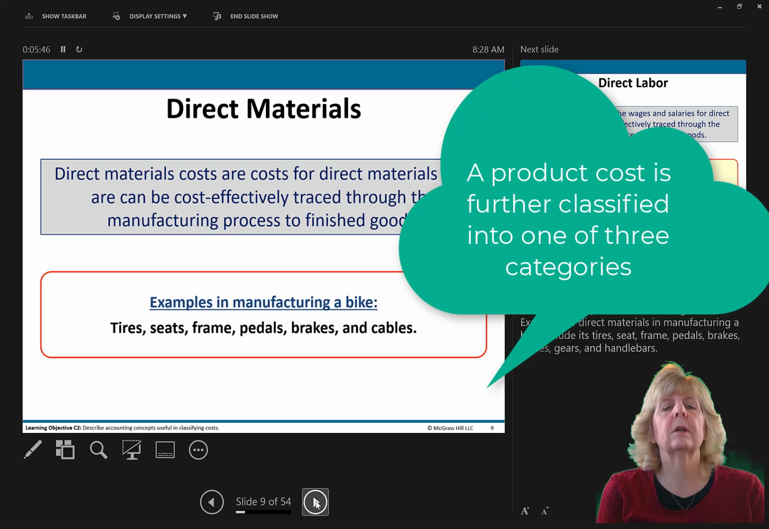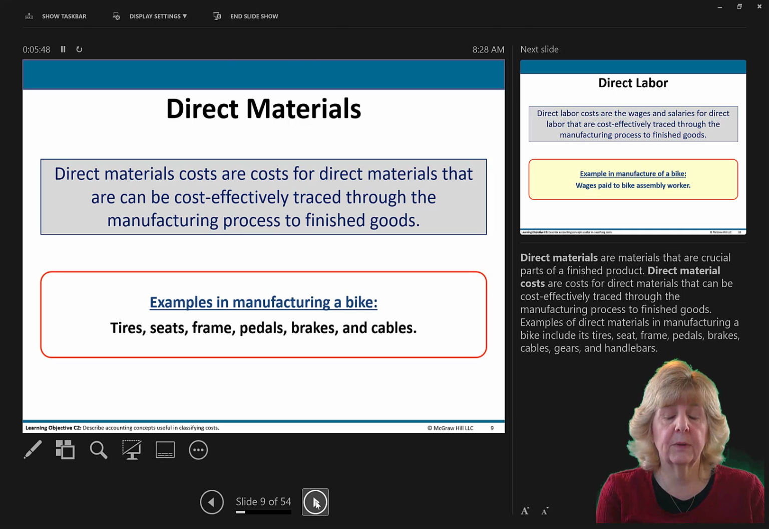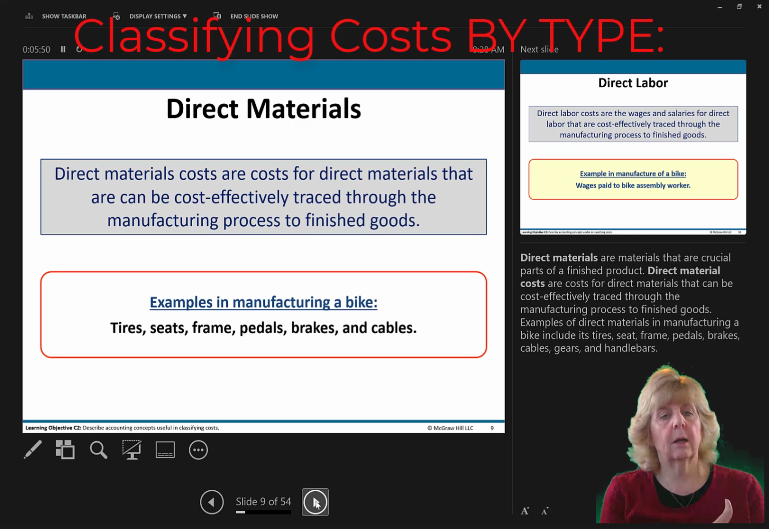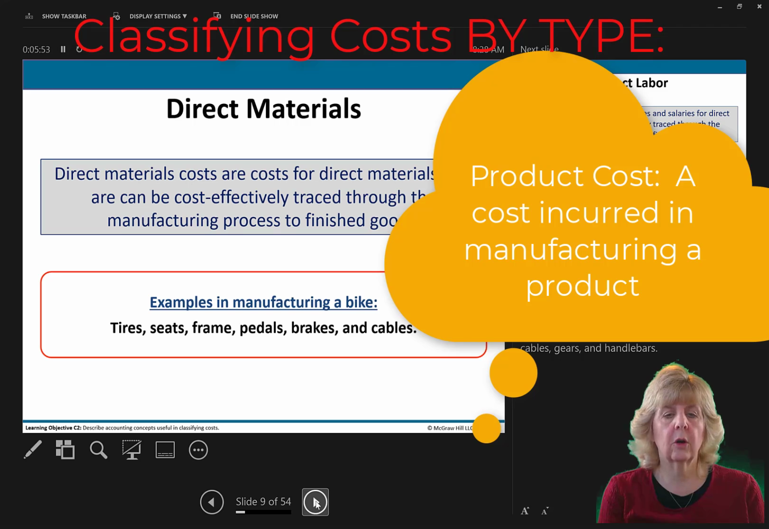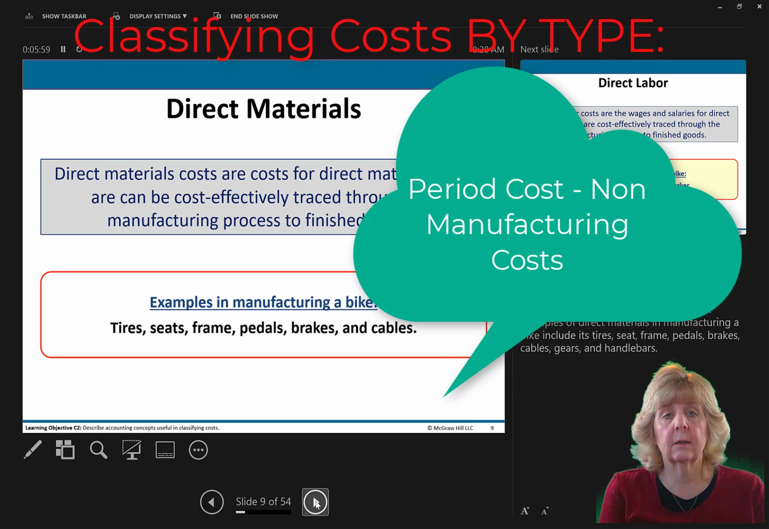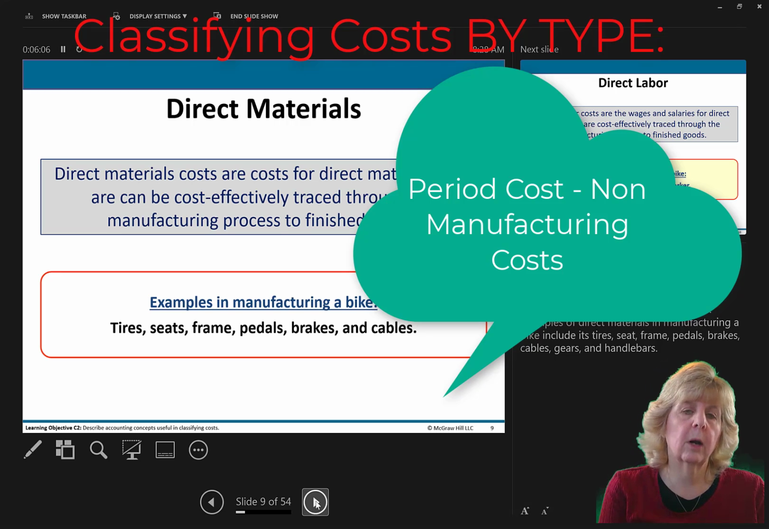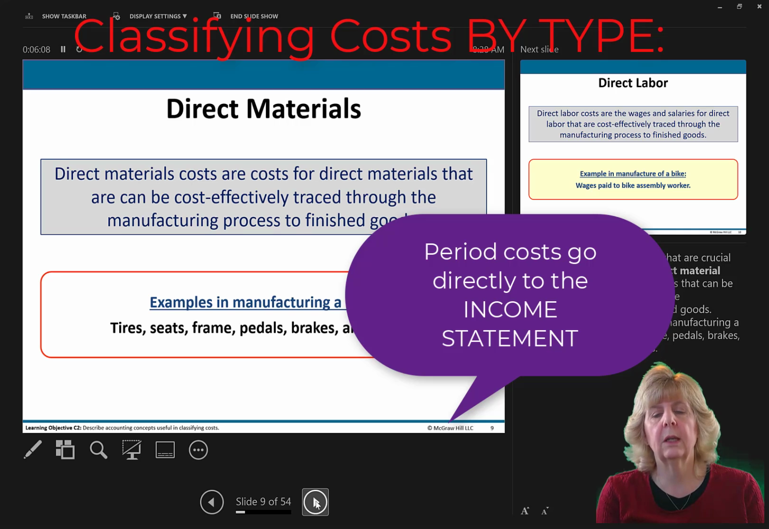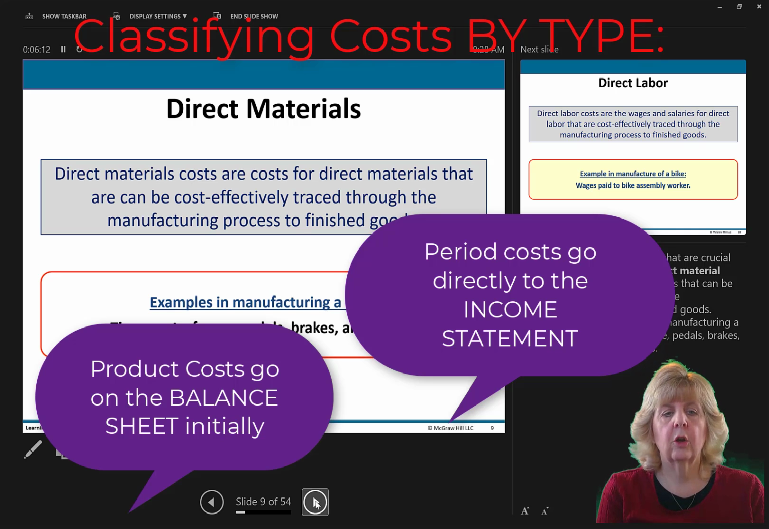Now there's a difference in cost types. There is a product cost, which is a cost incurred in the manufacturing of a product, and there's the opposite of that, which is a period cost. Period costs are non-manufacturing costs. Period costs, unlike product costs, go directly to the income statement. Product costs, as you're going to see today, go through balance sheet accounts before winding up on the income statement.